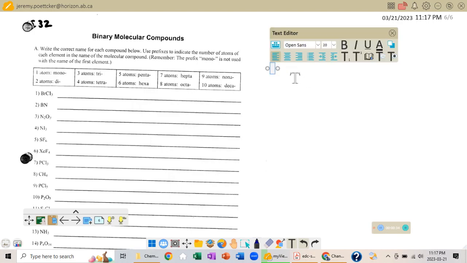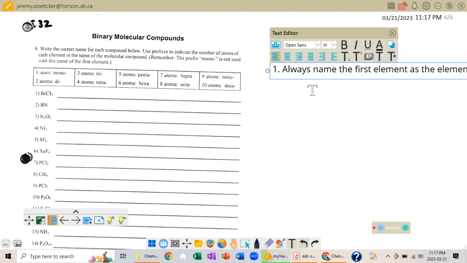The rules for naming these guys are as follows. Number 1, always name the first element as the element name.